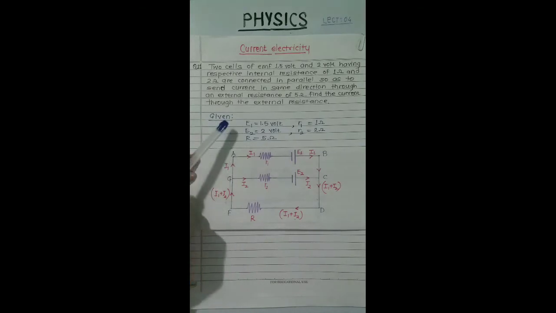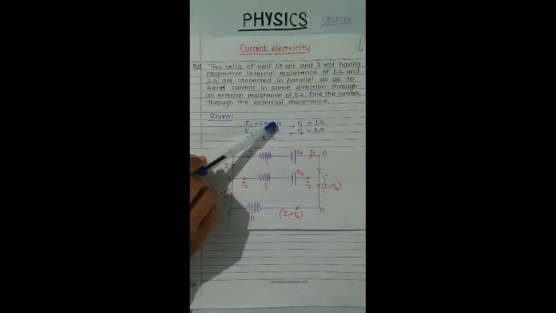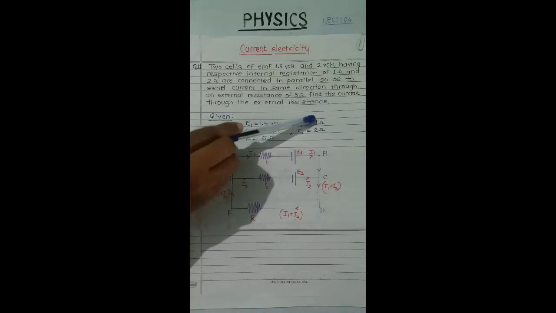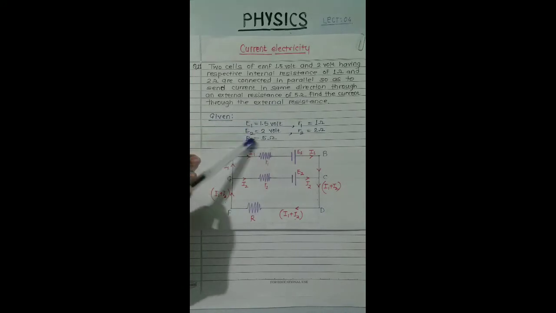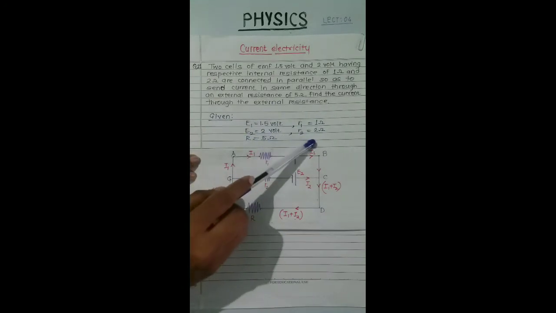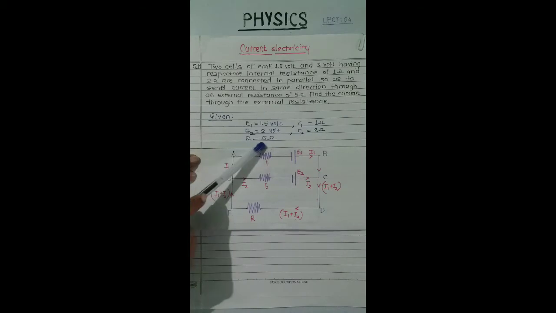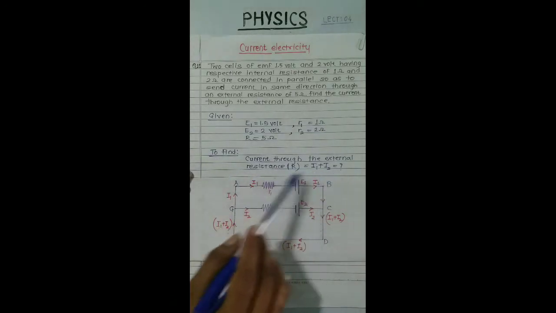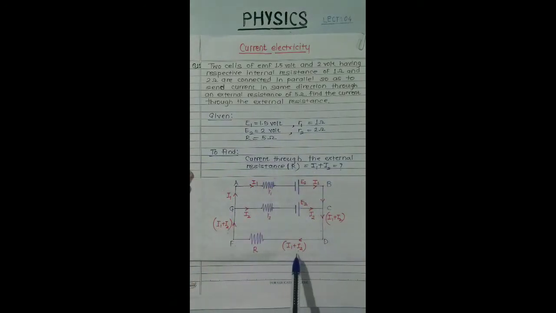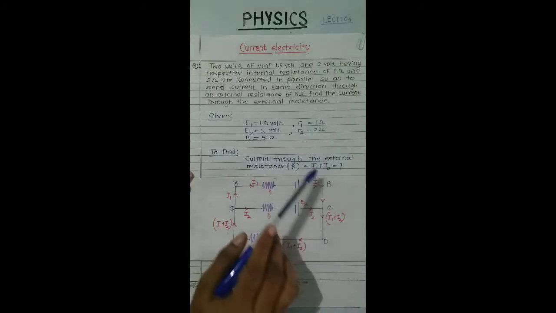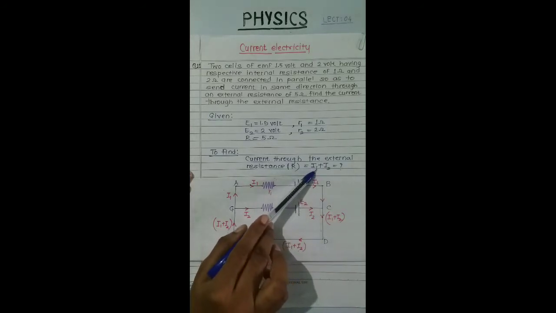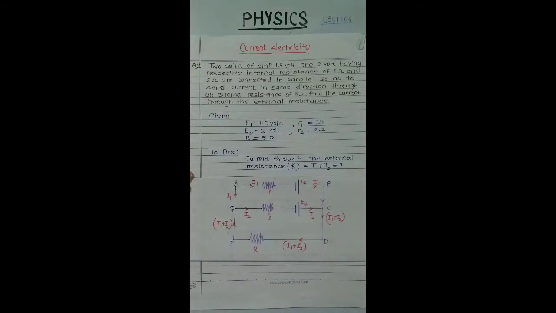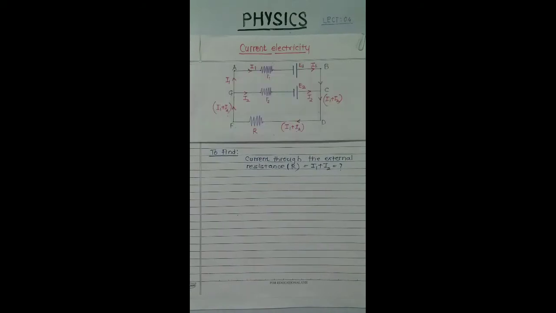Given values are E1 1.5 volt with internal resistance 1 ohm, E2 2 volt with internal resistance 2 ohm, and external resistance 5 ohm. To find the current through the external resistance R. Current through external resistance R is I1 plus I2, so we want to find the value of I1 plus I2. To solve it, apply Kirchhoff's voltage law.